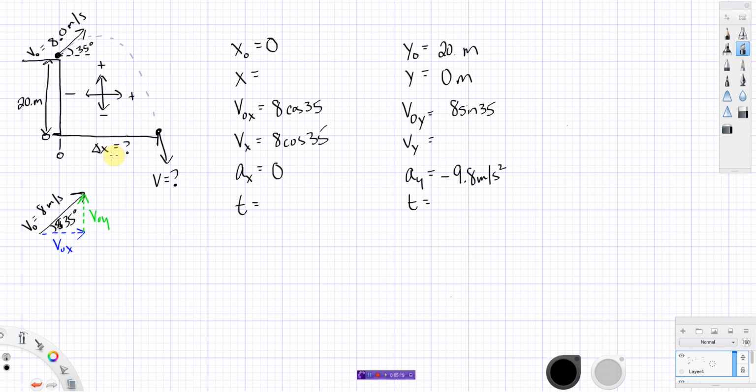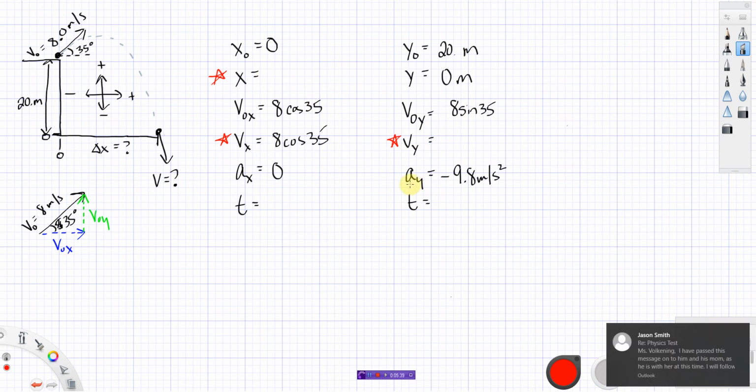Now I want to know delta x, so I want to know this. And I also want to know v. Now to get v, I'm going to need vx and vy, and I will later put them together with the Pythagorean theorem, but basically these are the three things I need to figure out the answers that I want.